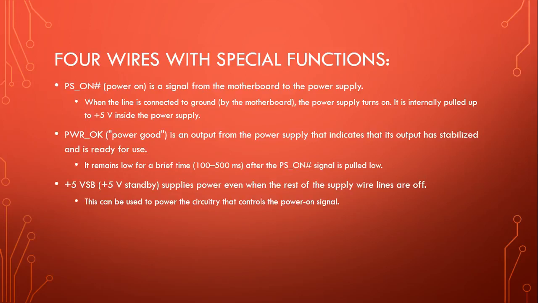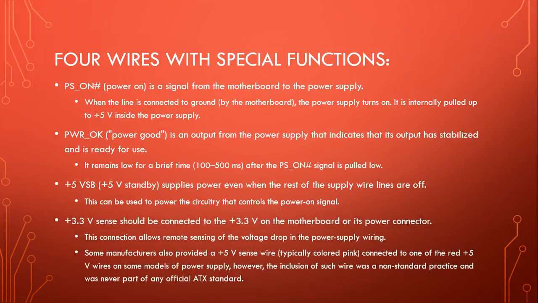Next, you have your +5 VSB, or +5 volt standby. This supplies power even when the rest of the supply wire lines are off. This is typically used to power the circuitry that controls things like your power on signal. So as long as the computer is plugged in and receiving power, this is what's going to tell the rest of the computer, hey, there's a signal being sent that you need to check to turn yourself on.